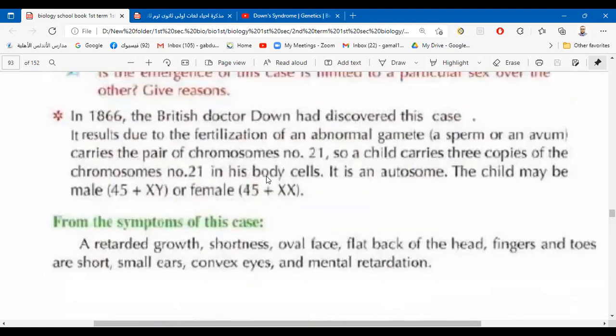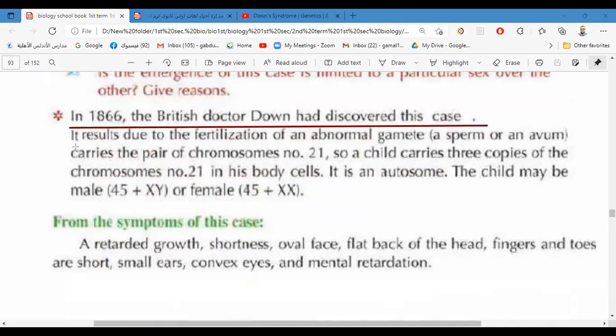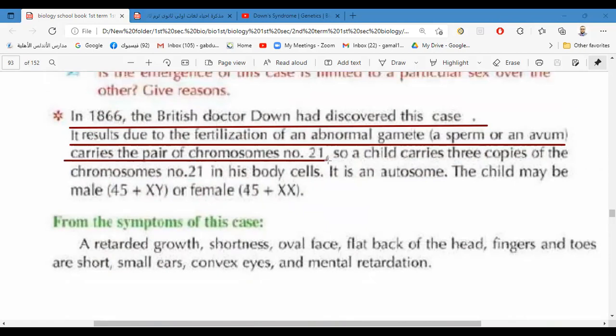Here in the year of 1866, a British doctor called Down discovered this case. It resulted from the fertilization of an abnormal gamete, a sperm or ovum, that carries a pair of chromosome number 21. The gamete is supposed to have one chromosome only. Every chromosome in the gamete is single, but here we have a double chromosome in pair number 21. It may be a sperm or an ovum.